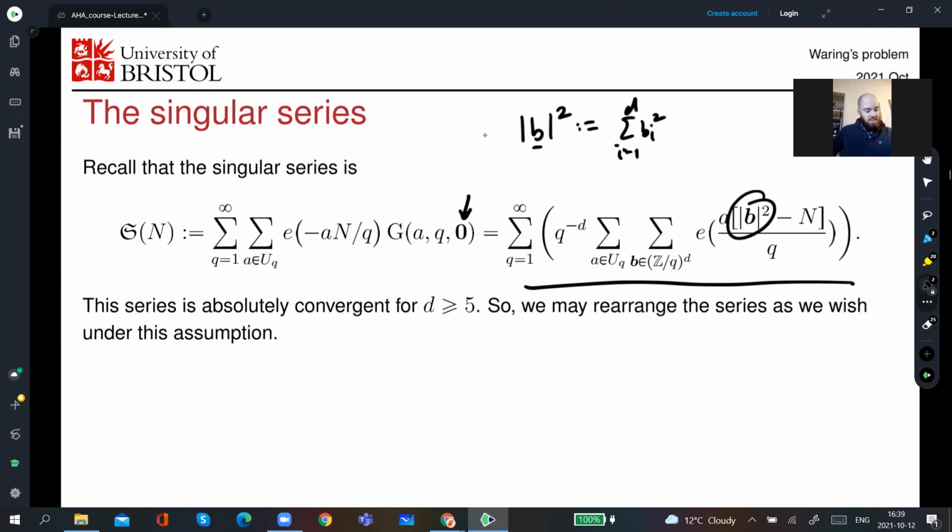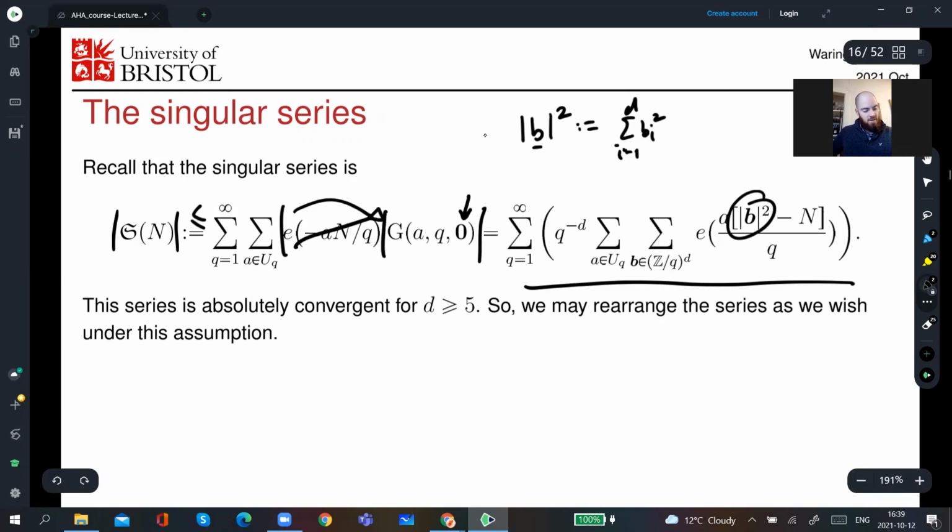We saw that this series is absolutely convergent for d greater than or equal to 5. Meaning when I take this and I say it's less than or equal to the absolute value of this, that term is just a 1 now. I move this over here, and I look at the absolute values of the Gauss sums. We had the bound coming from Weil's inequality. We had that G of A, Q, and for a general M, this was true: Q to the minus d over 2 plus epsilon for all positive epsilon.